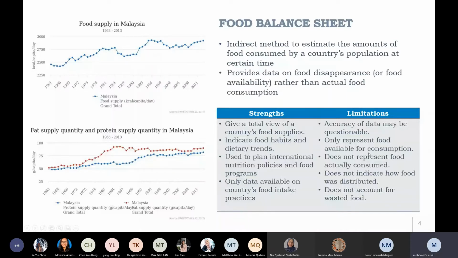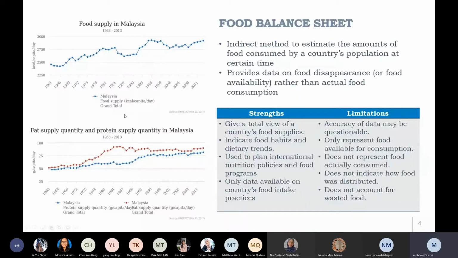And this only represents food available for consumption because it is based on import and export. How about foods that are planted at their home, at their own kebun, back door? That is not counted here. Things that don't go into the market are not counted here, and it does not represent food actually consumed. And it does not indicate how food was distributed.